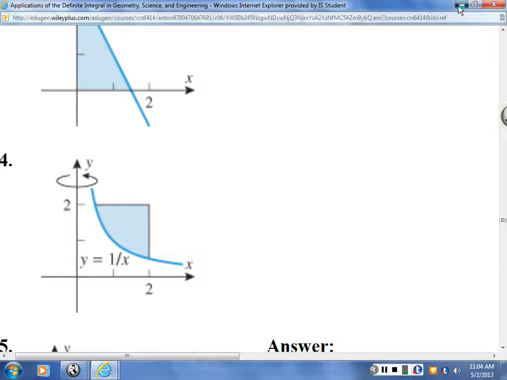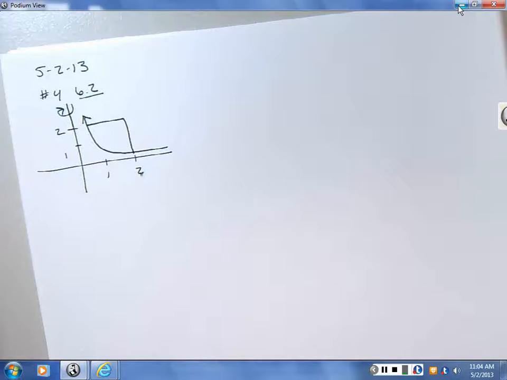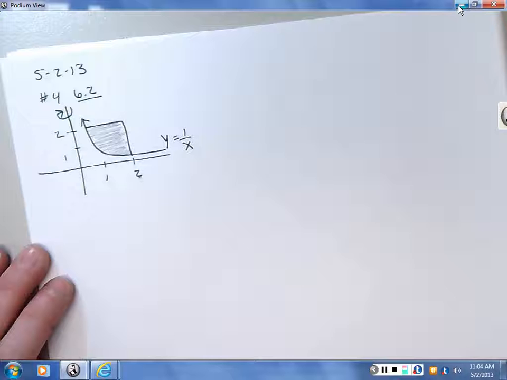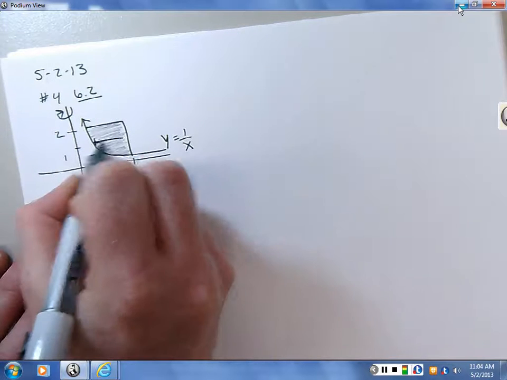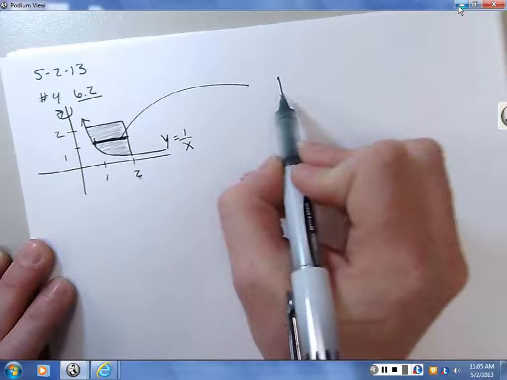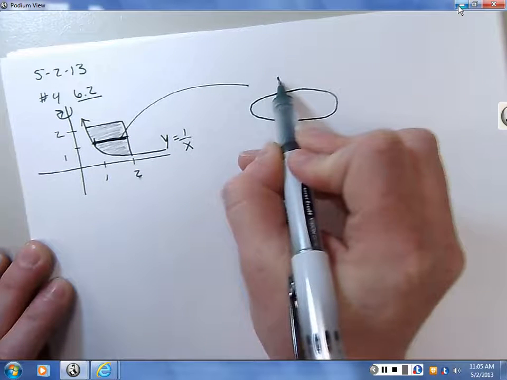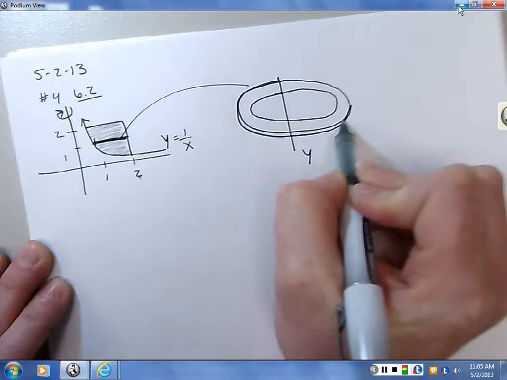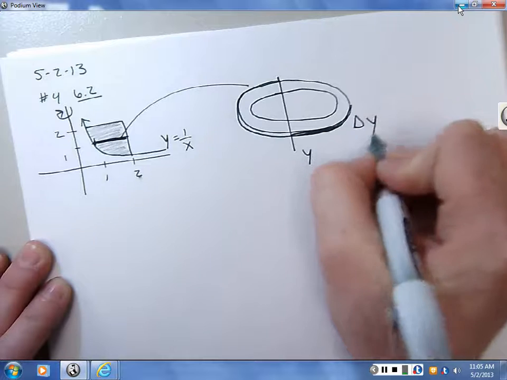So I have this function y equals 1 over x. And I'm looking for this shaded region rotated about the y-axis. So I'm rotating it about the y-axis, so my cross sections that I take here, if I come over here and draw it, I have the y-axis. And each slab is going to look like a washer, and this is delta y.